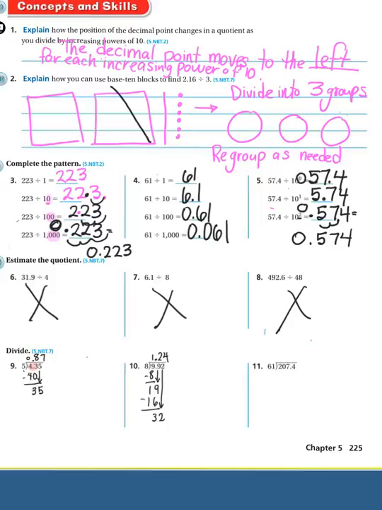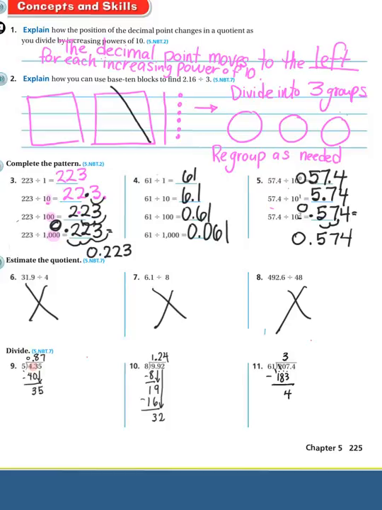Okay, now we're going to divide 61. We can't divide it into 2. We can't divide it into 0. Can we divide it into 207? Yes, we can. The answer is 3, so that's 183.